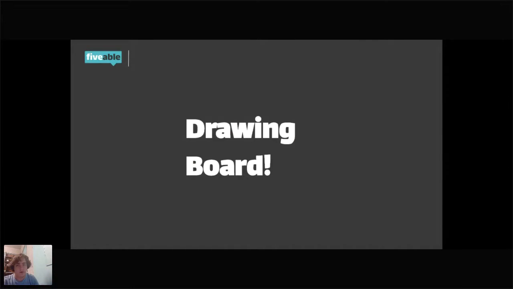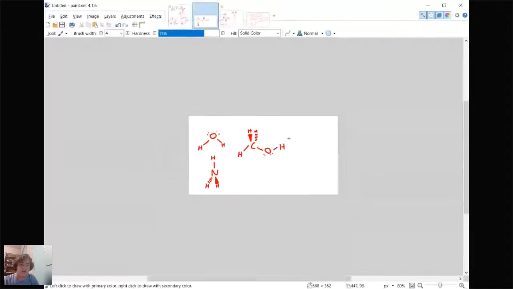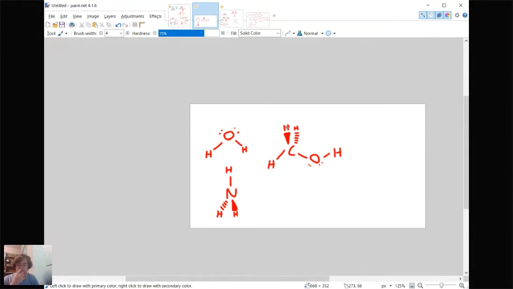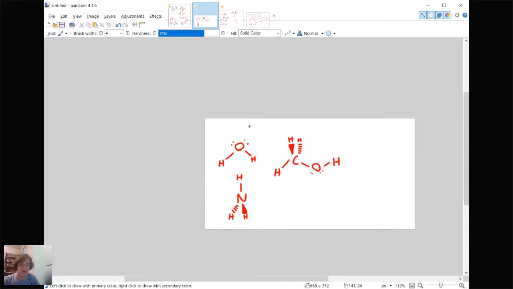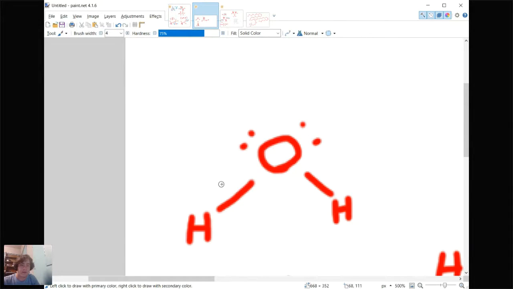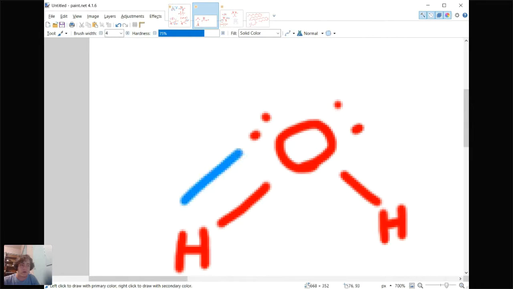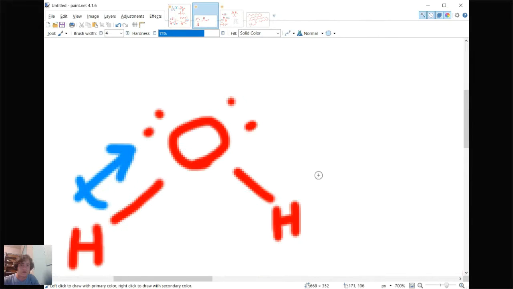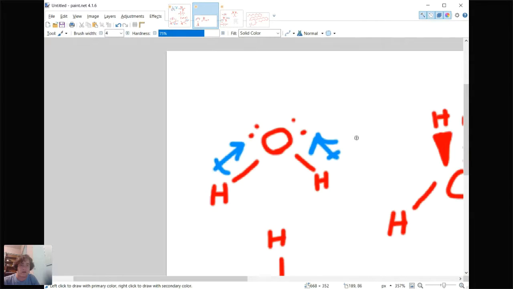So we're going to go back to the drawing board to talk about this stuff, because I believe it's really revealing to talk about this through other things. Here's a great example for this, by the way. We're going to talk about the water first. So there are polar bonds between these hydrogens and these oxygens.